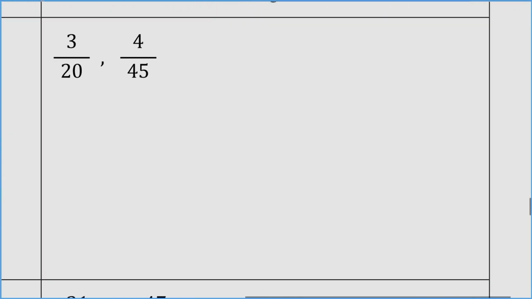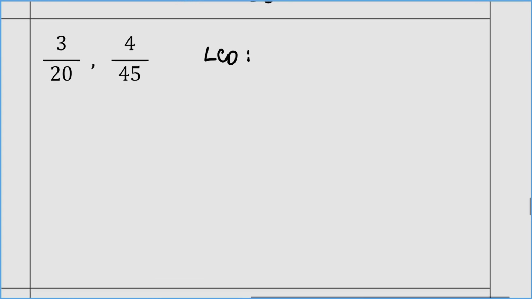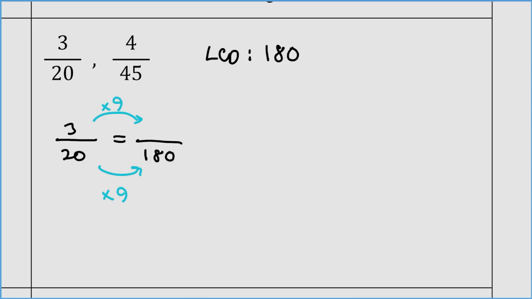All right. The least common denominator for 20 and 45. What was that? That was 180. Again, we did this on the previous page. That's 180. So 3 out of 20. Let's change that to out of 180. All right. 20 times what would give you 180? It's going to be 9. And 3 times 9 is 27.